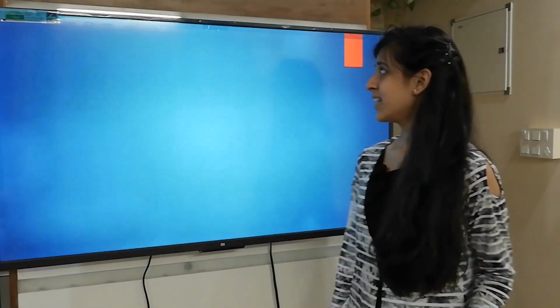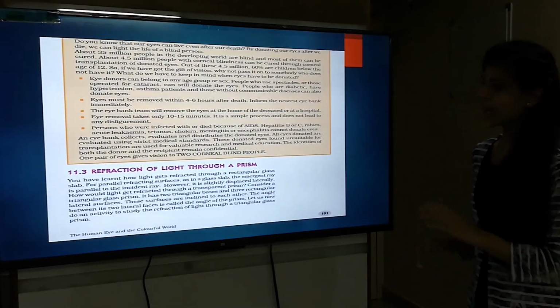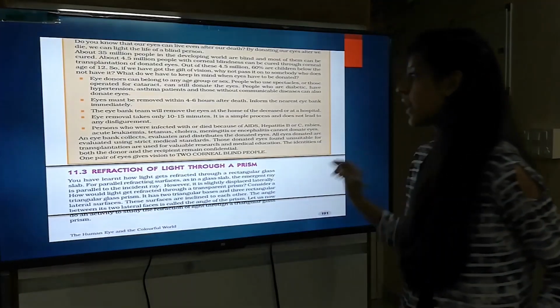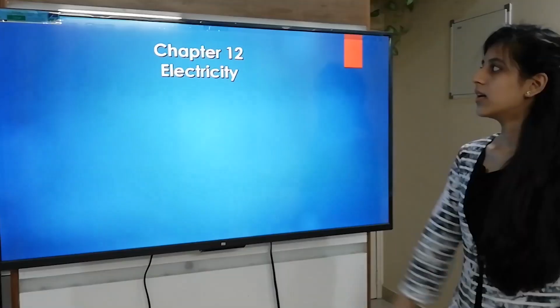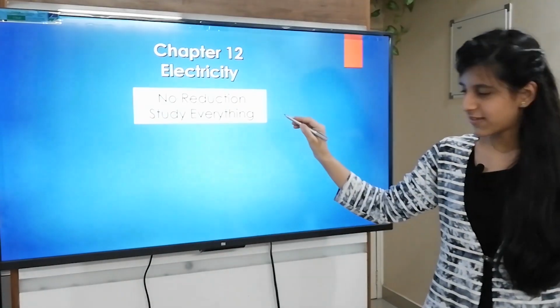chapter number 12. Okay, this thing again is on page number 191. Here, first let's divide it into 2 parts. This part is not going to come, this is going to come. Chapter 12, electricity. No reduction, study everything.